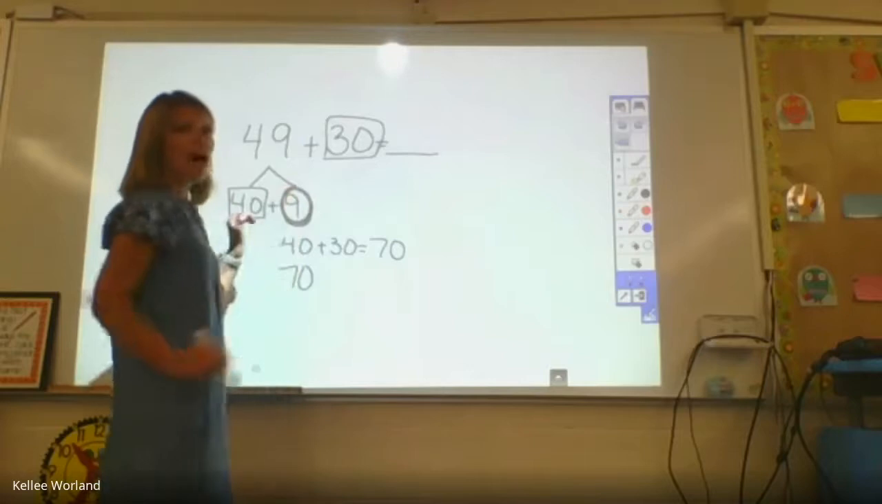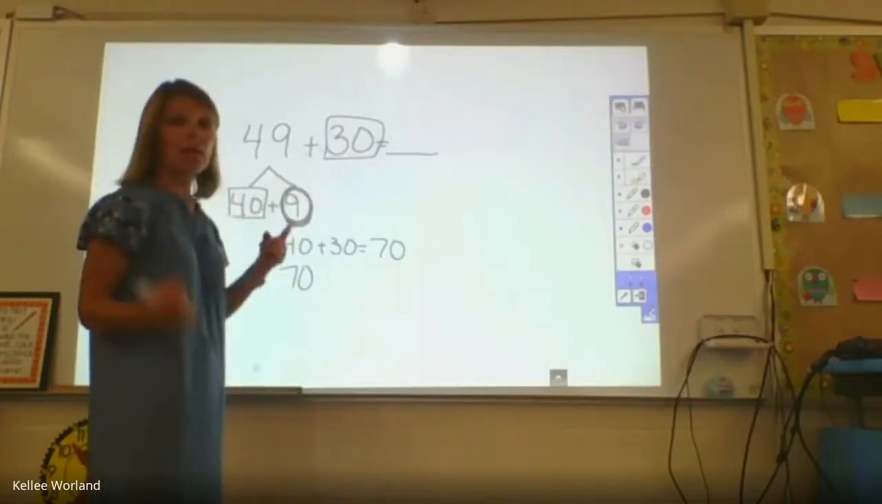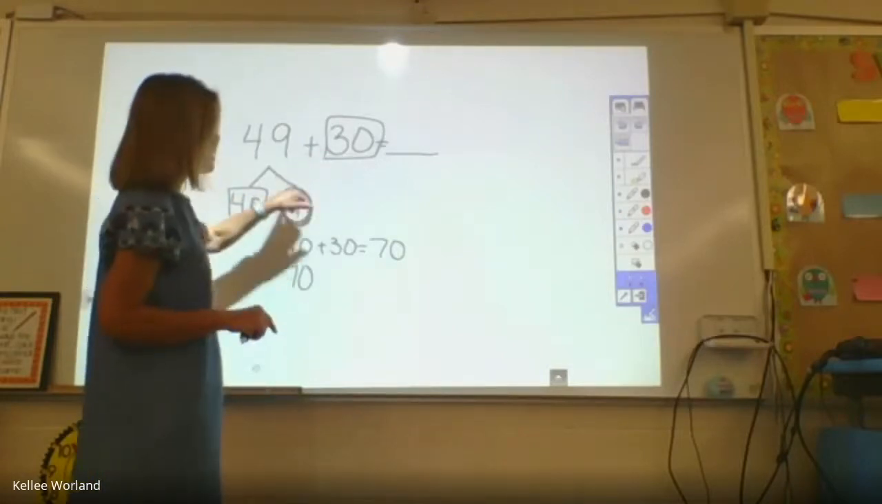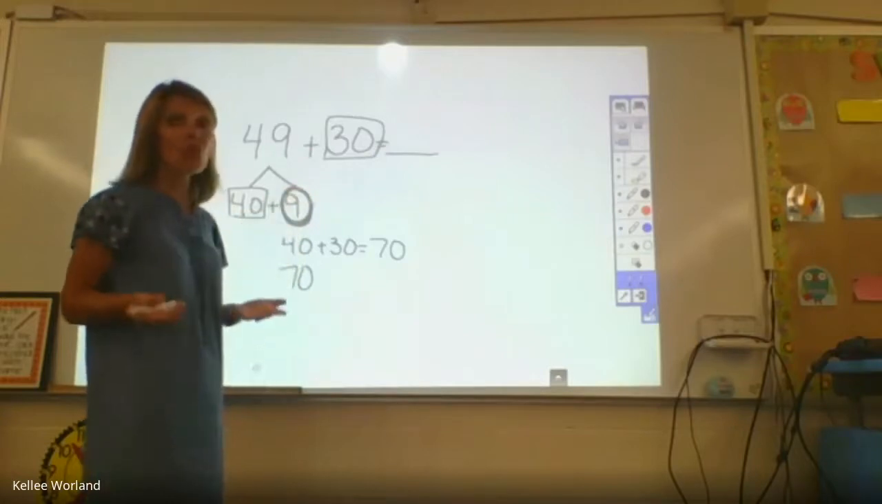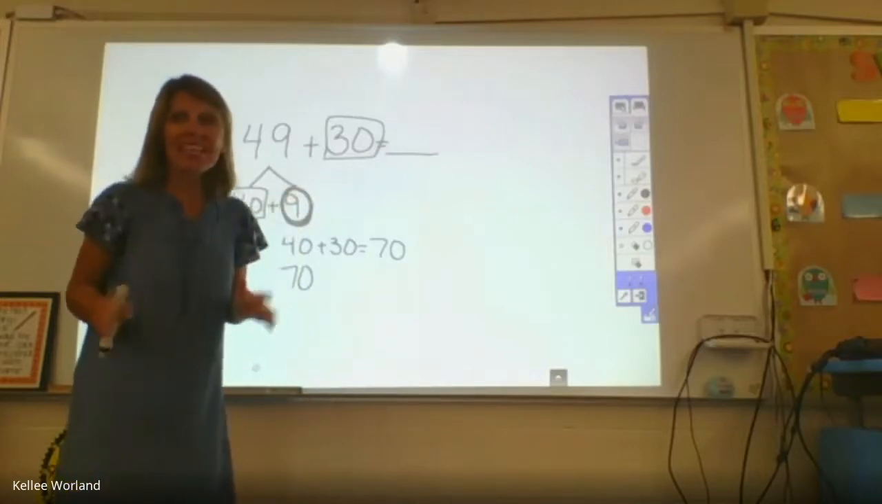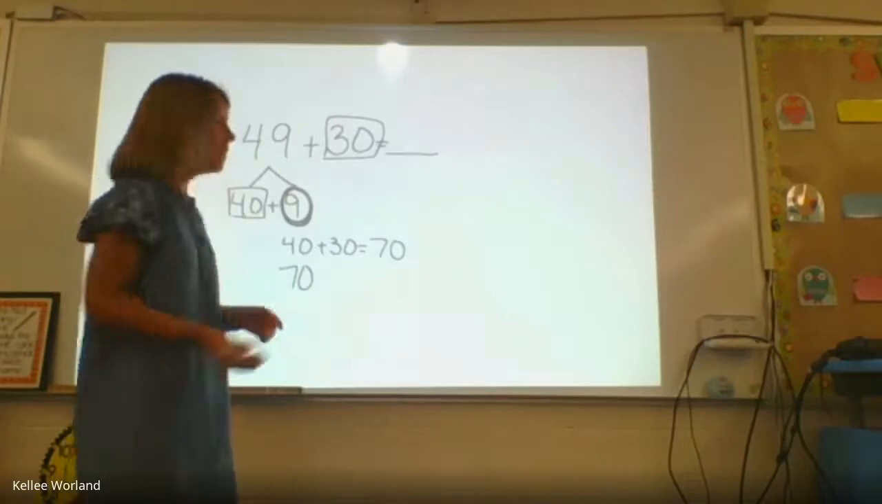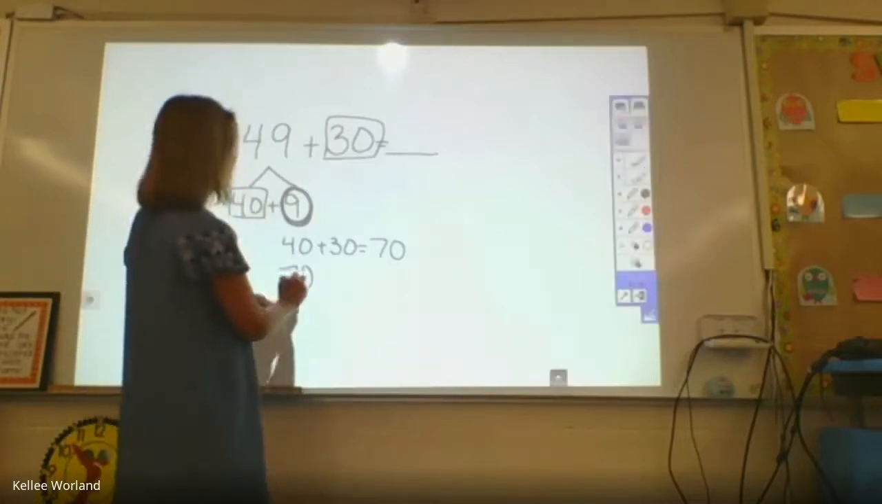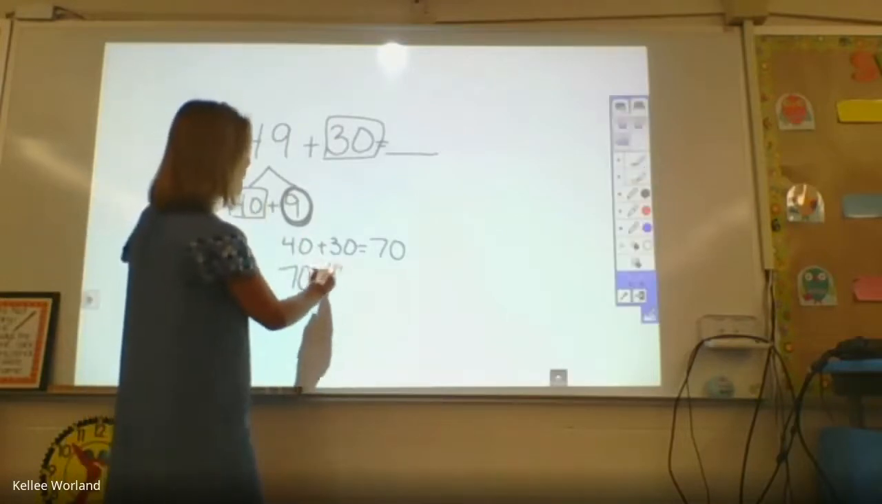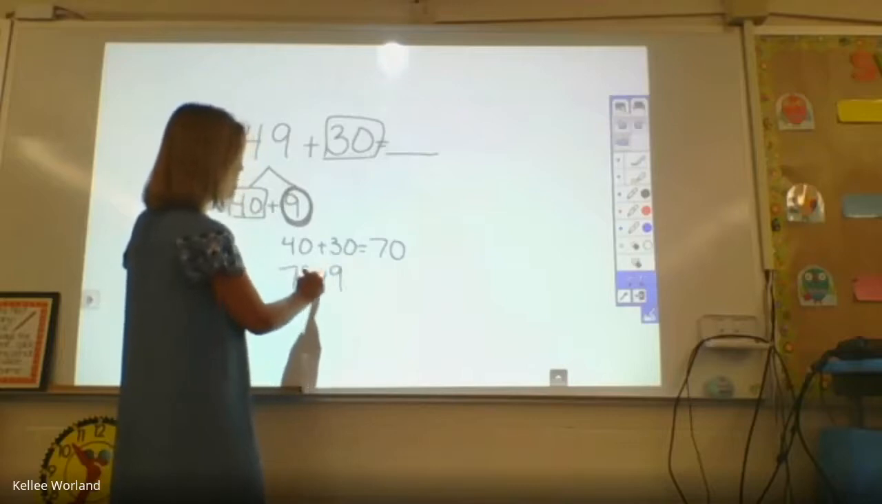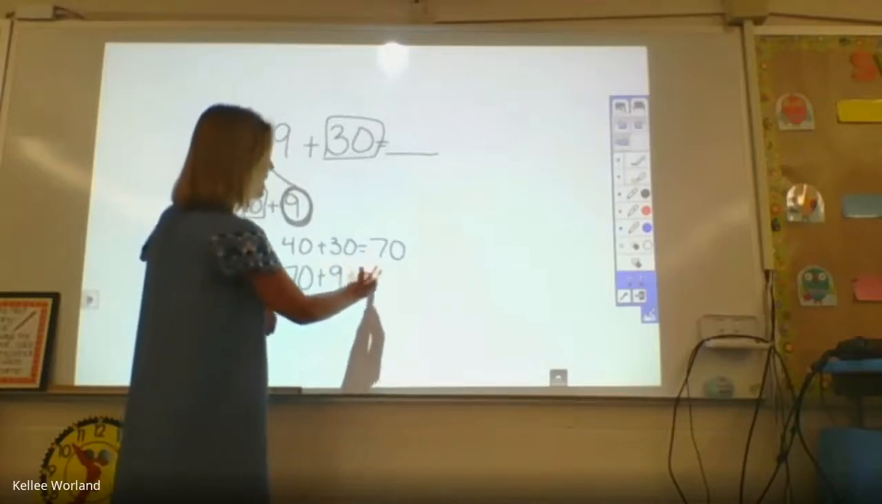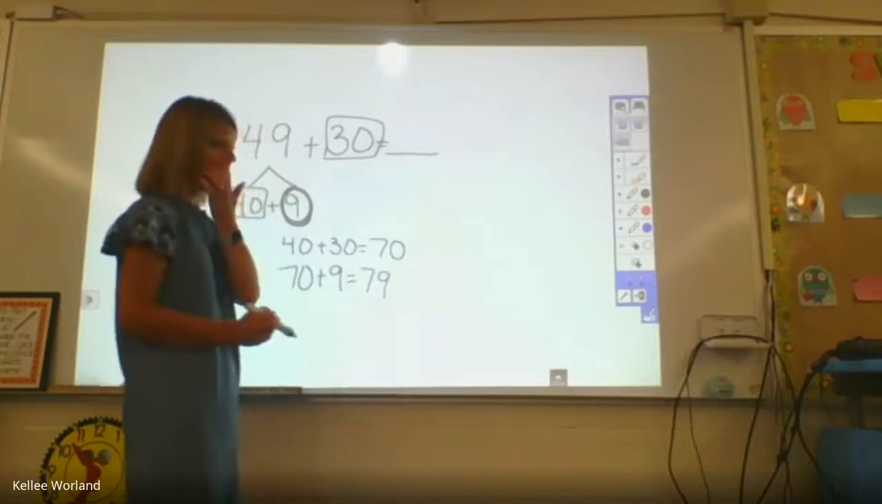Don't forget, I box in my 10s so I know to add them together. And then I circle what's left so I don't forget it, because if you forget it, then your answer's not right, okay? Little helpful hints here. So now I've got 70, and I have to remember to add my 9. 70 plus 9 is 79.